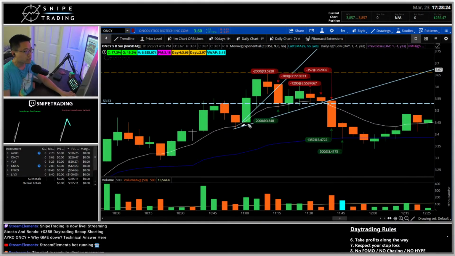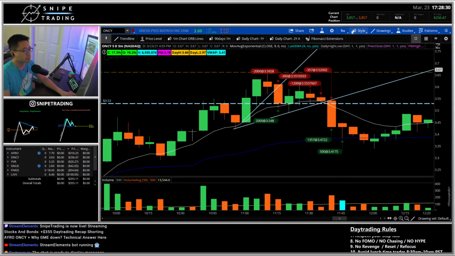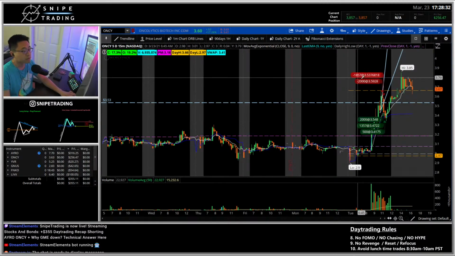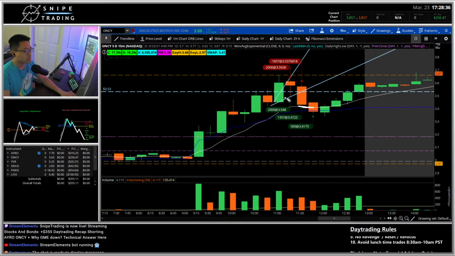And then on this 5-minute chart, what do you see? Inverted cup and handle. I took that break, and where did it go to? We'll find out why. To the 15-minute chart. And on the 15-minute chart, it tested. And why did I short it?